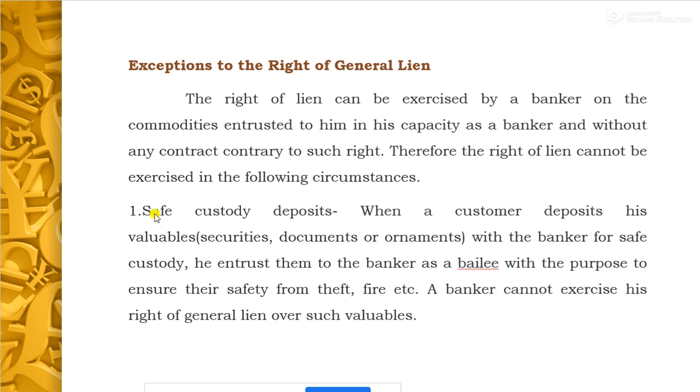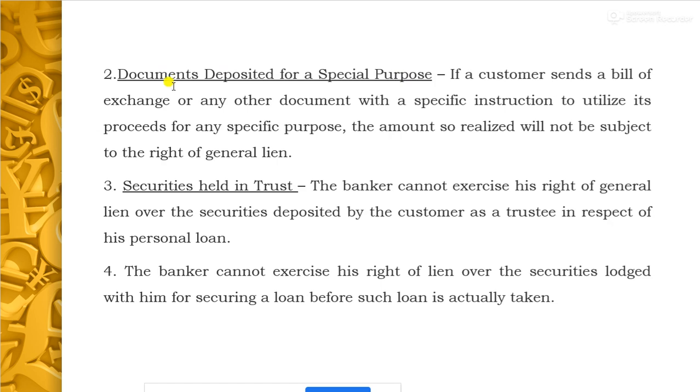So that is the first exception, that is safe custody deposits. Then comes documents deposited for special purpose. So in case any document is deposited by the customer with the banker with a specific instruction to utilize the proceeds for any specific purpose, so the banker has handed over a particular document for a specific purpose, or the banker has handed over a particular amount or specific amount to be used for a specific purpose, then it cannot be used by the banker for exercising right of lien.